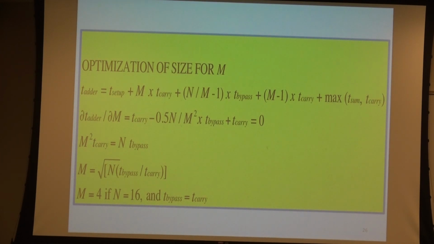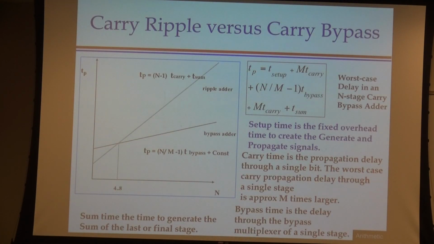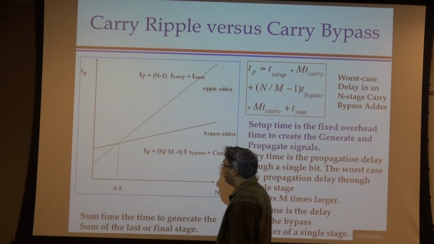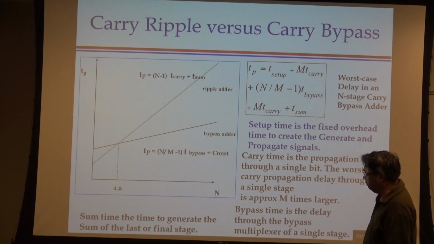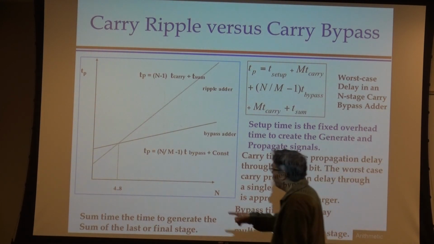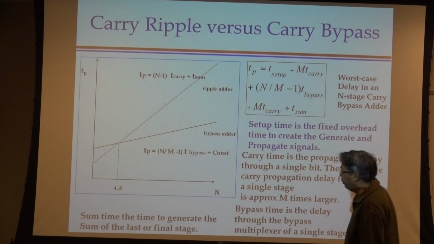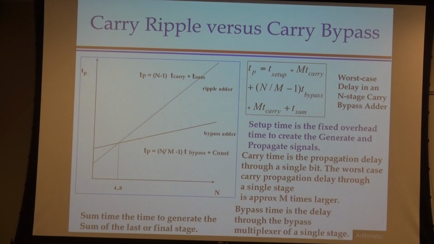This is the calculation I did. Now if I compare and contrast the ripple carry adder and the carry bypass adder, the ripple carry adder increases the delay like this, whereas the carry bypass adder increases slowly because we are bypassing the carry through the muxes. So where is the crossover point?